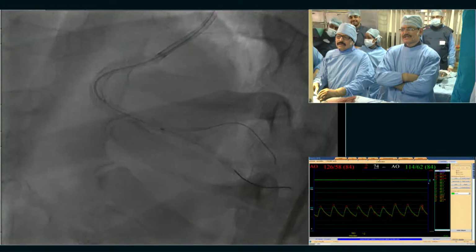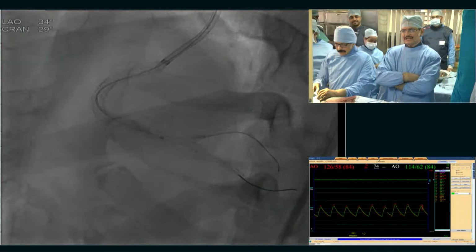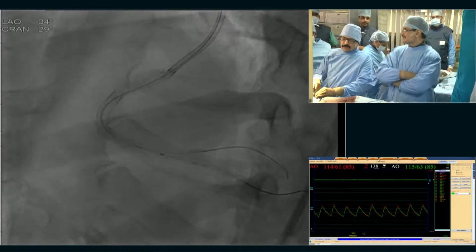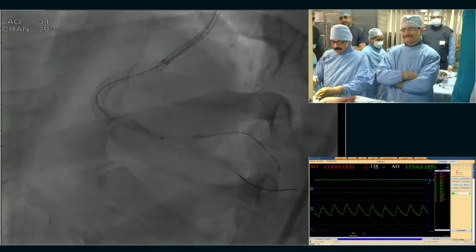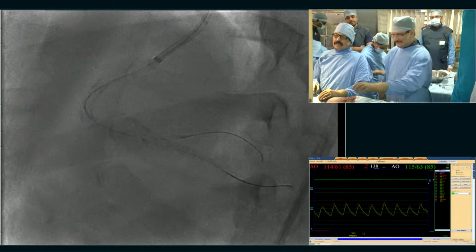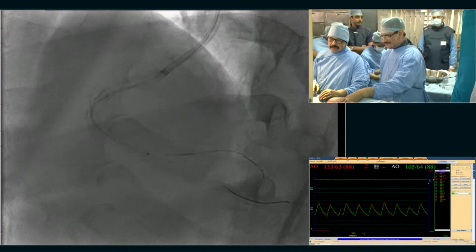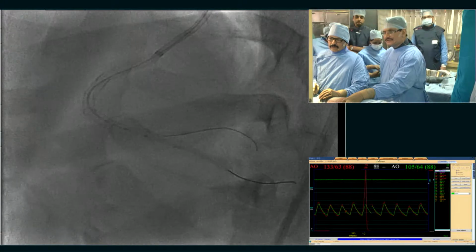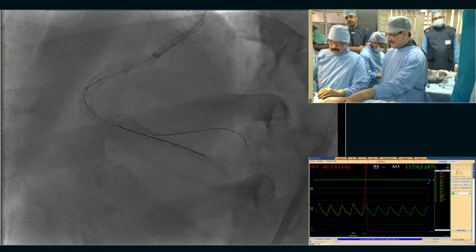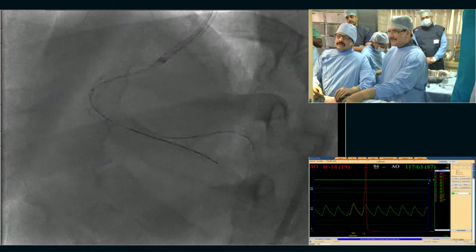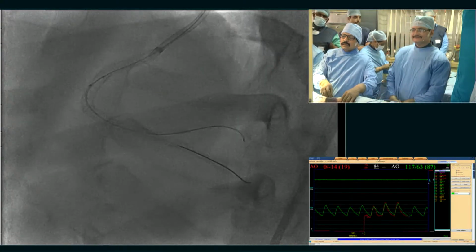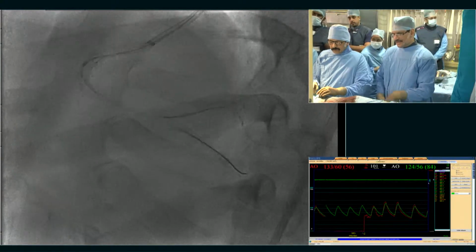It is a Whisper wire. This is the hydrophilic Whisper, coated. No, this is the Whisper wire. Whisper, which is hydrophilic coated. Can you tell the wire you took? Whisper, which is hydrophilic coated. Can we have a retrograde injection to assess the distal?